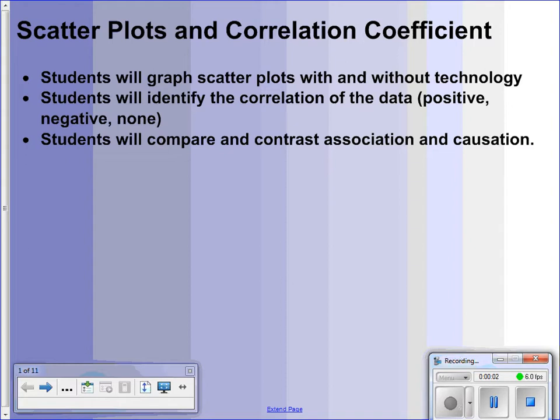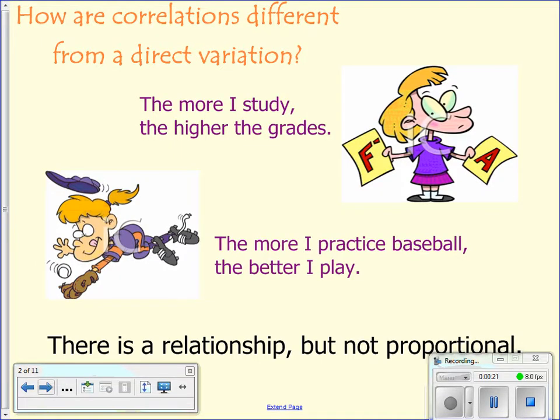In this lesson, we'll be discussing scatter plots and correlation coefficient. At the end of the lesson, you'll be able to graph a scatter plot with and without technology, identify the correlation of the data, whether it's positive, negative, or no correlation, and compare and contrast if there's an association or causation.